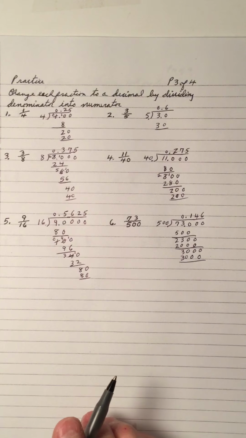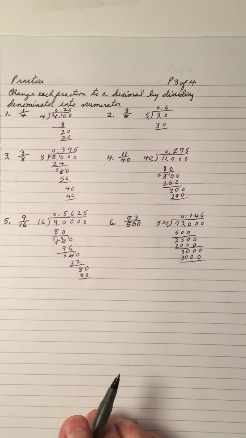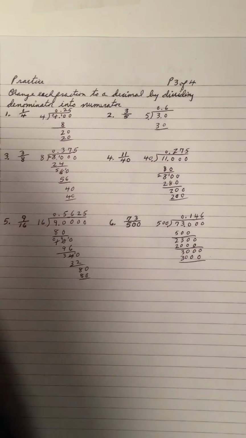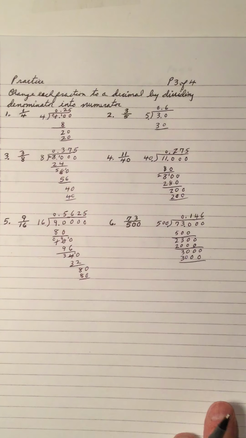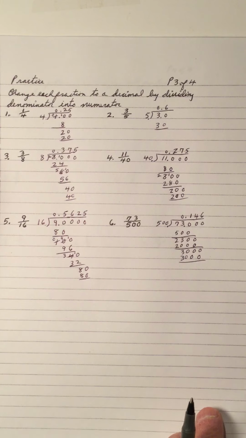73 divided by 500 is 0.146. That's changing a fraction to a decimal by dividing the denominator into the numerator. Always works.